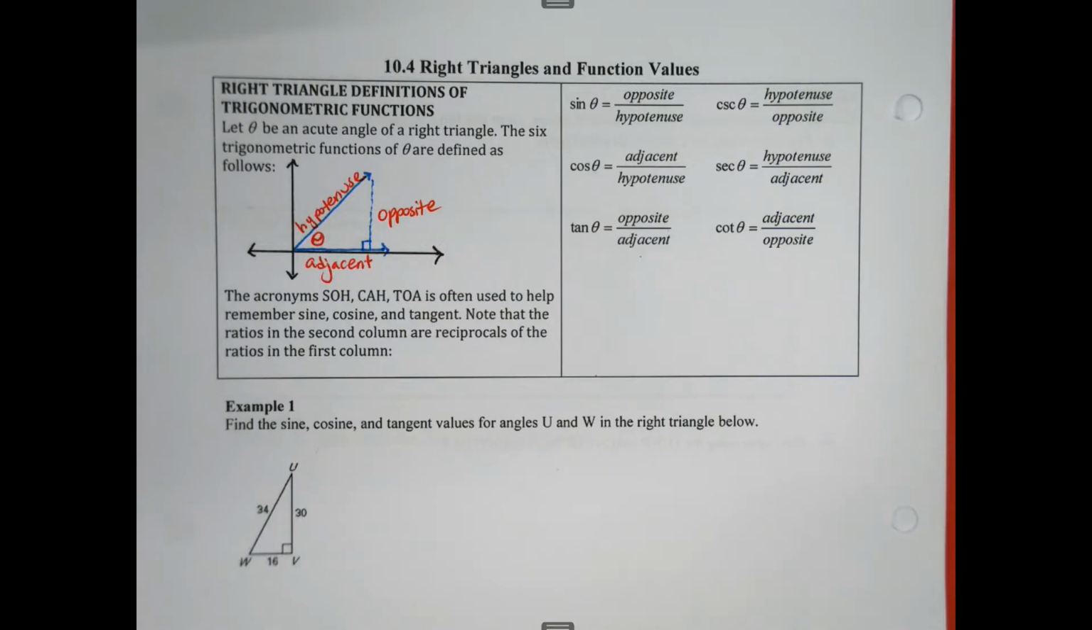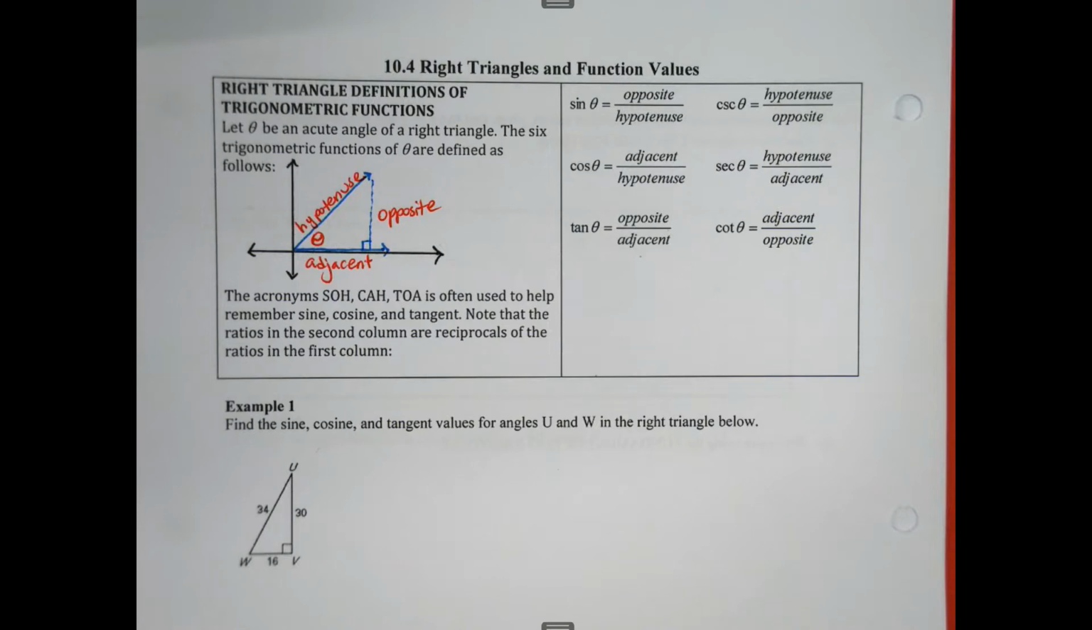Note the acronym SOHCAHTOA, which you probably learned back in geometry, is often used to help remember sine, cosine, and tangent. And then remember that the ratios in the second column, cosecant, secant, and cotangent, are simply the reciprocals of those that are in the first column.